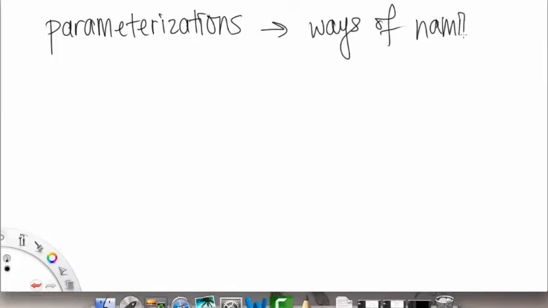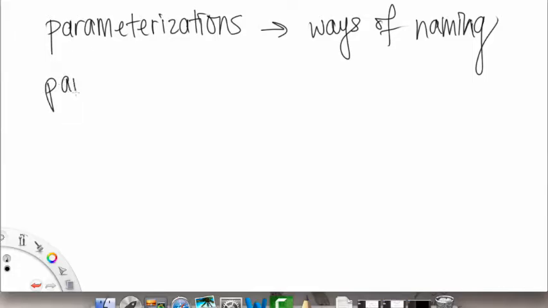Parameterization, that's quite a word. So parameterizations are just ways of naming, okay? And there are a lot of things you can be named, like one person could have 10 nicknames, 12 nicknames, which would be pretty impressive, by the way. But anyways, there are lots of parameterizations, lots of parametric equations.